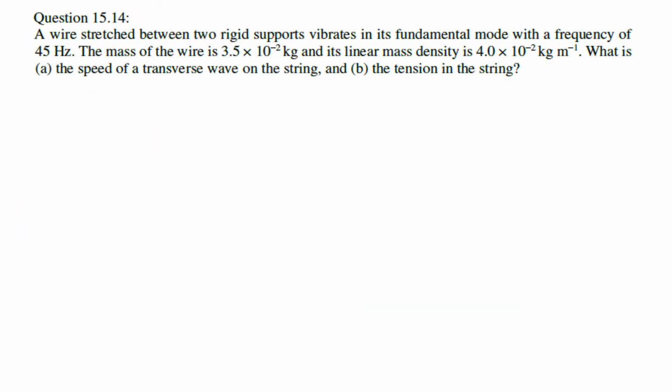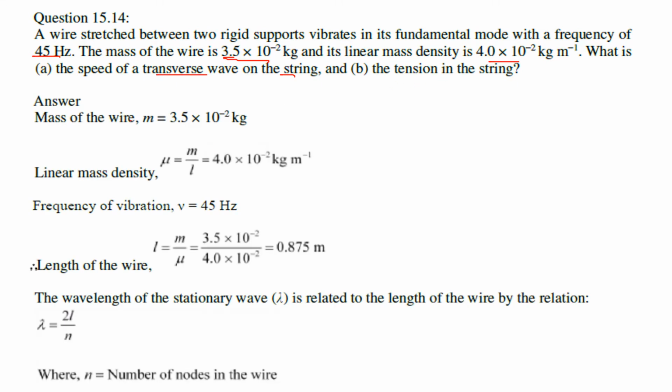A wire stretched between two rigid supports vibrates in its fundamental mode with a frequency of this much. The mass of the wire is also given, and its linear mass density is also given. What is the speed of transverse waves on the string? We have to find the speed of the transverse wave and the tension in the string. The mass of the wire is given this much. The linear mass density mu, which is mass per unit length, is given here in kg per meter, and the frequency is also given, 45.